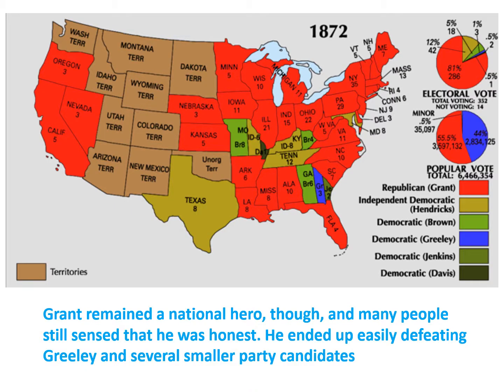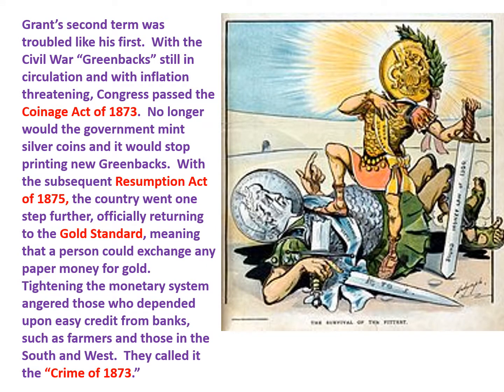Grant, however, remained a national hero, and people sensed that he was honest even if he couldn't choose decent subordinates. Grant ended up easily defeating Greeley and several other small party candidates in the 1872 election. Grant's second term was troubled like his first. With the Civil War greenbacks still in circulation and with inflation threatening, Congress passed the Coinage Act of 1873.